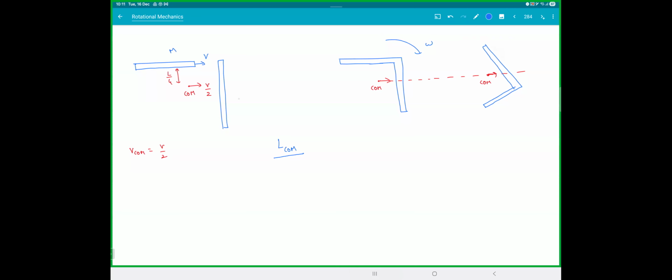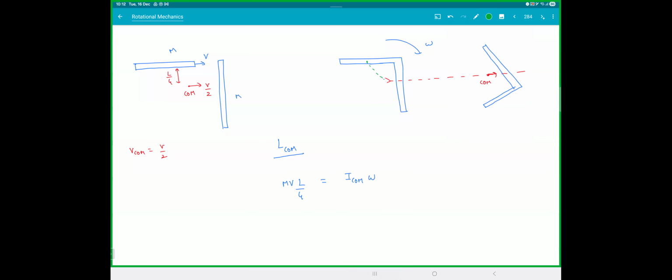This is M, that is M. The rod is going in a straight line, so that is MVL by 4 plus the angular momentum about the center of mass. So VCOM is 0. This will be ICOM omega. So the problem is calculating ICOM.